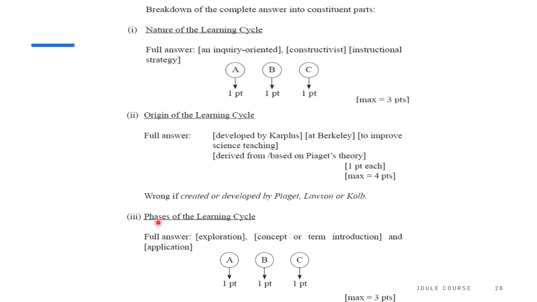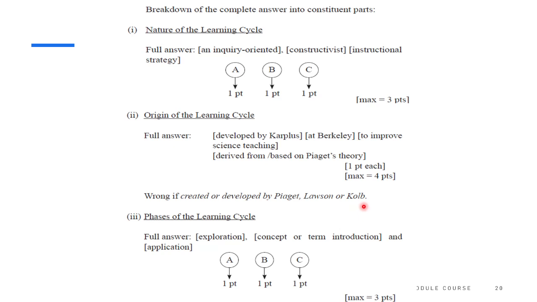So break it into three parts and then describe the characteristics of the expected answer, so that lecturers would understand, oh, if they see this, then they know that it is the right answer. You can also include, depending on the situation, other terms which, if students include them, are part of a wrong answer and should not be awarded. Like for example here, wrong if created or developed by Piaget, Lawson or Cope.